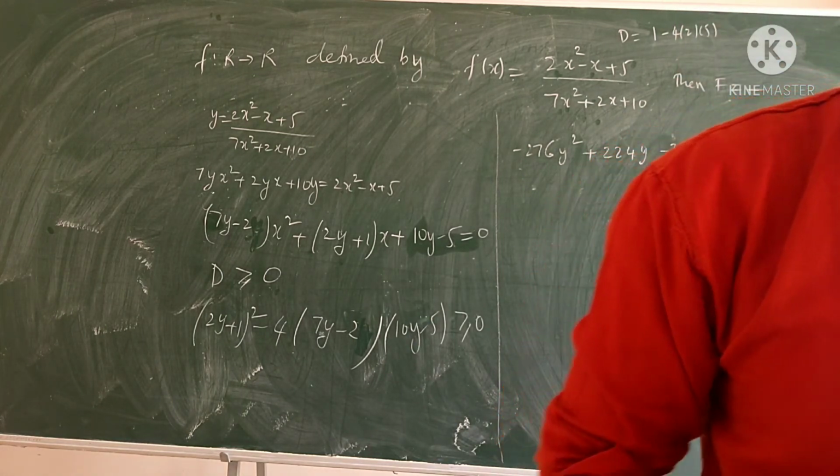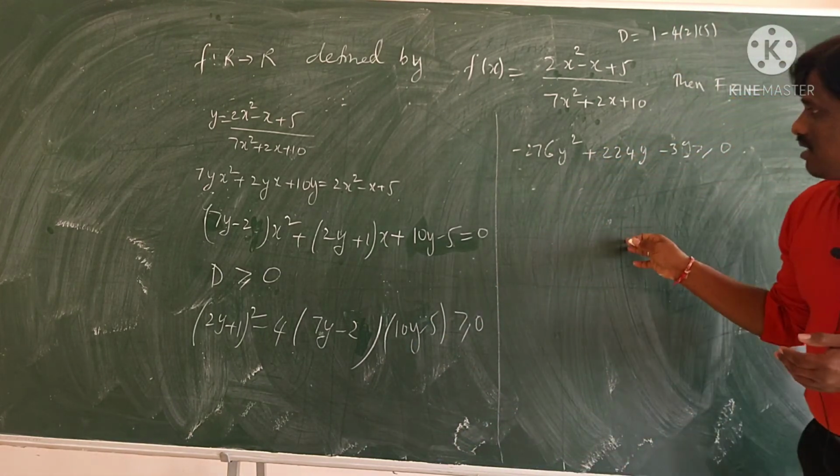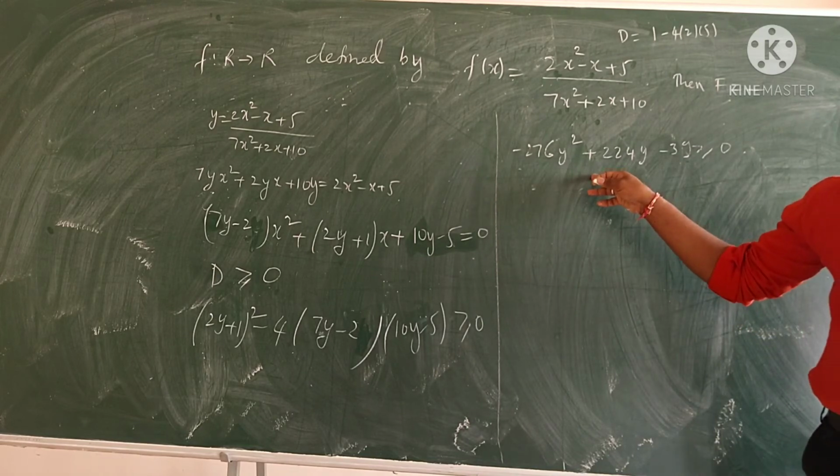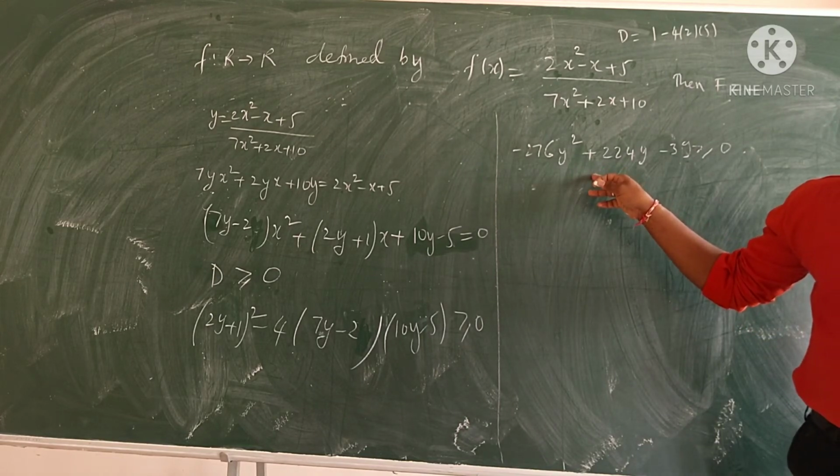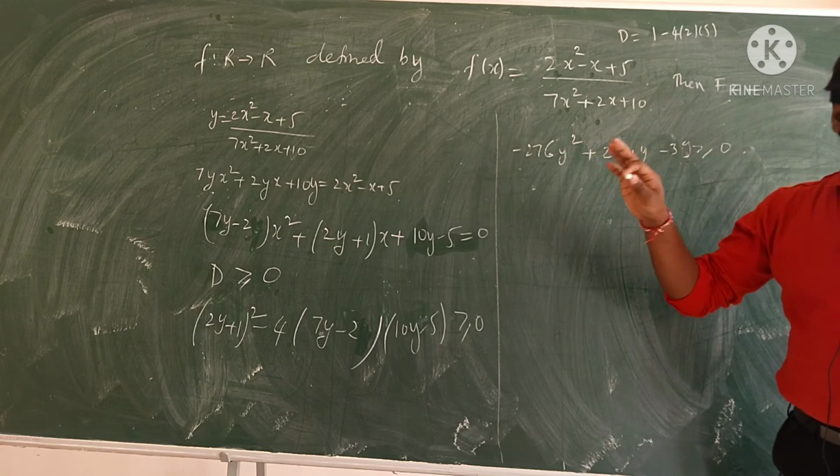That is the shortcut. If you still want to do this method, you have to find the quadratic equation, from that find the y values, and find the range of that one. Okay.